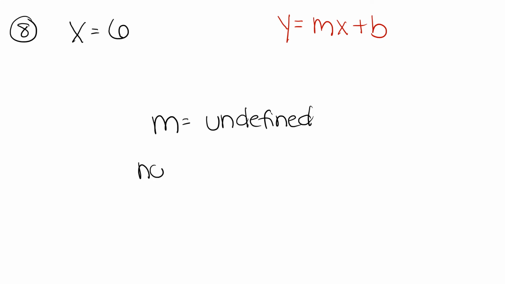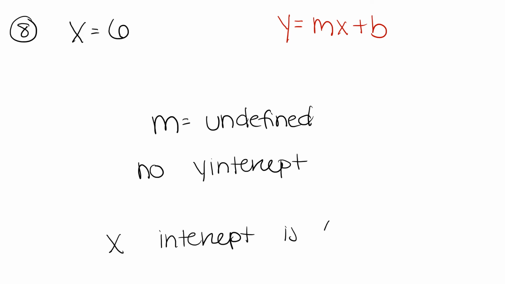We can also say that there is no y-intercept. There's no plus b. Again, these values can't be found because the equation is x equals instead of y equals. Instead, the only information that we can give is that the x-intercept is 6. It will only be these types of equations, x equals and a number, that we have this type of answer, an undefined slope, no y-intercept, and an x-intercept of whatever this value is.